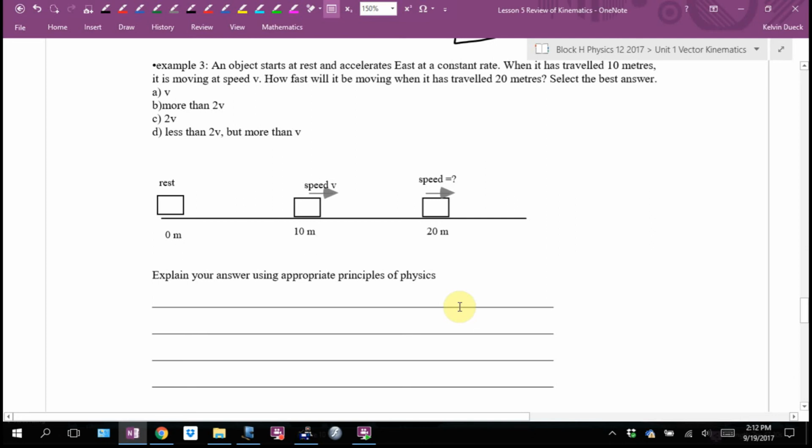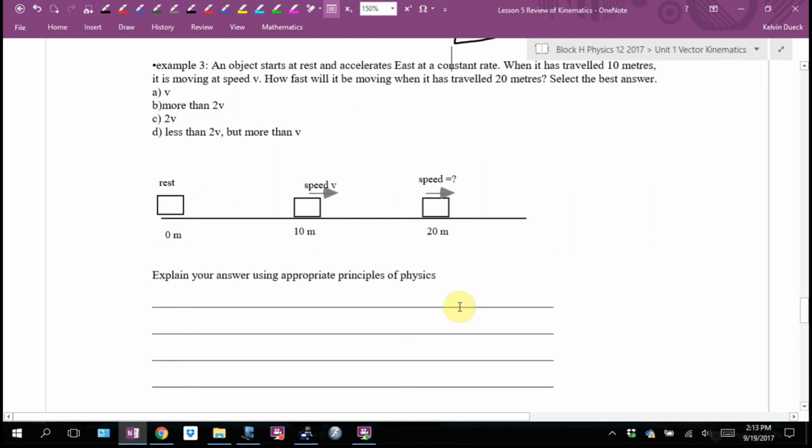Example 3. We're going to finish with this. An object starts at rest and accelerates east at a constant rate. When it has traveled 10 meters, it's moving at speed v. How fast will it be moving when it has traveled 20 meters? Select the best answer.